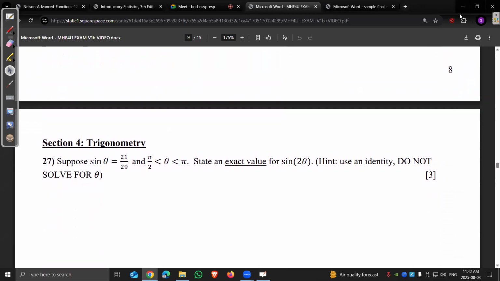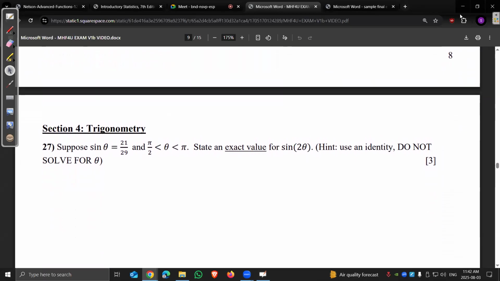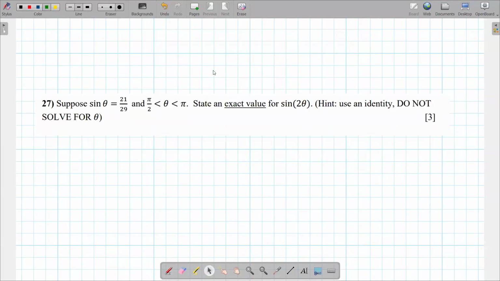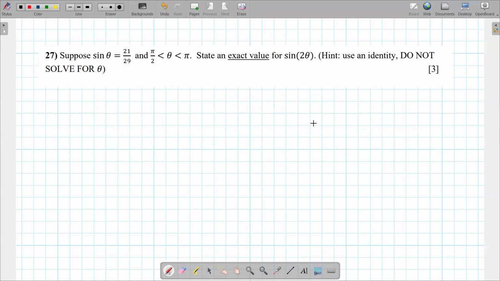Have you done trig identities? Okay, hold on. When you say yes, I'm talking about this one. There's something called the double angle identity. Sine 2 theta is 2 sine theta cos theta. Have you done this? Right, right. So this is called the double angle formula for sine.